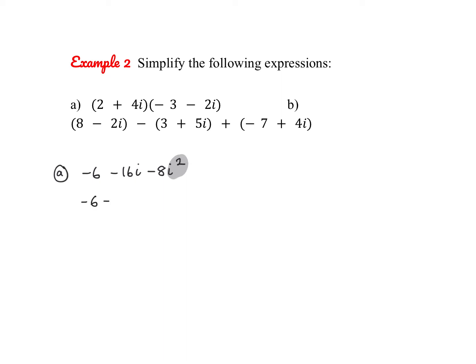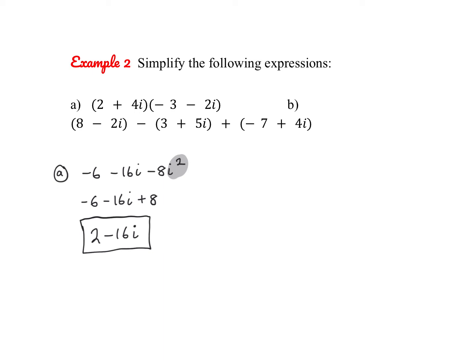So we have -6 minus 16i. This actually becomes +8. So this leaves us with 2 minus 16i. And we're going to always write our final answer in the form of a plus bi. So we'll write the real part first and the imaginary part second.